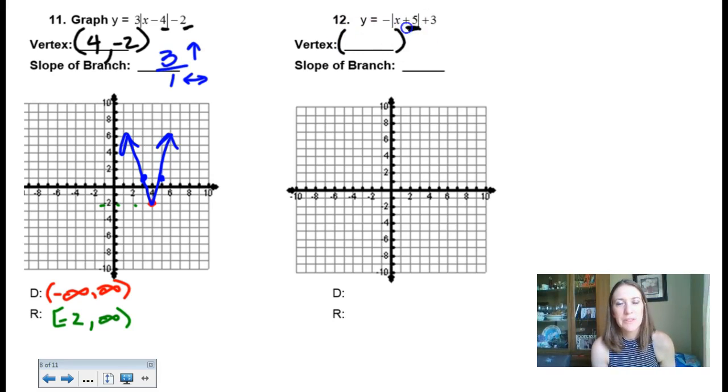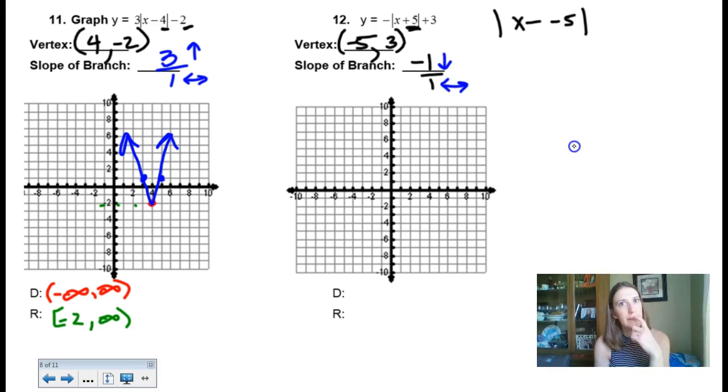All right, so our h, remember there's a built-in negative. So inside those bars, it's really x minus a negative 5. That's why it says x plus 5. So the h is negative 5, the k is 3, and the slope of your branch this time is negative 1 over 1, of course. Because the slope is negative, that means instead of rising 1, we're going to drop 1 and then go right and left 1. And that's what's going to cause the reflection of the function. So vertex at negative 5, 3. And then slope this time of down one, right one, down one, left one. Look at that.